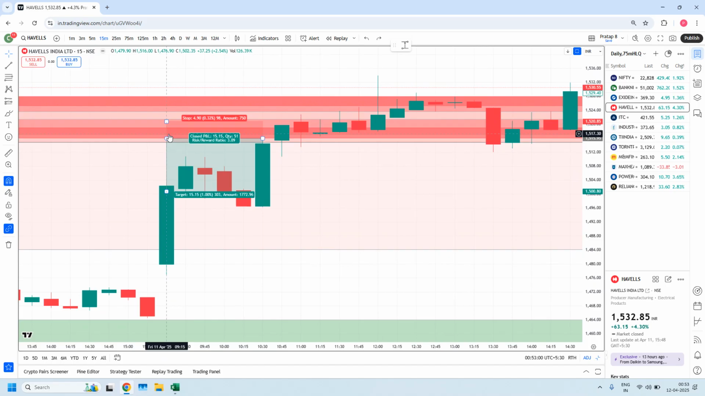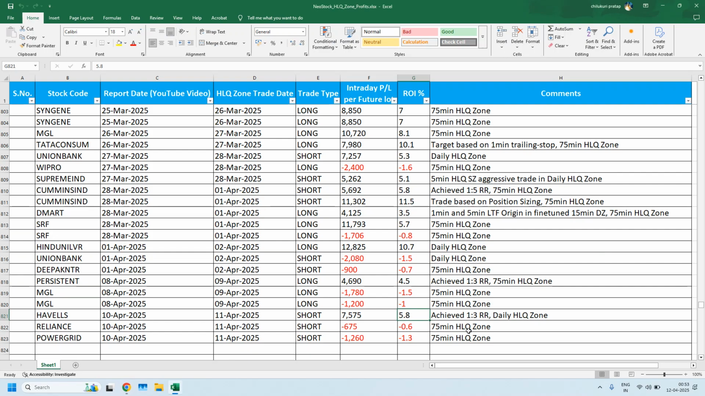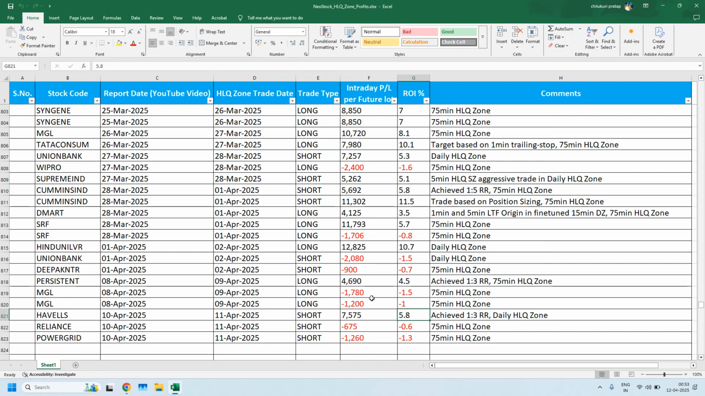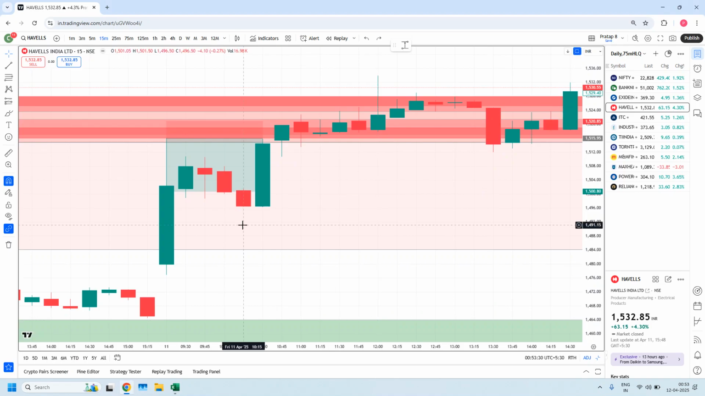But that didn't happen in this stock. It gave you profit 1:3. When it gave you 1:3, happily, actually 1:4 it gave today. But our benchmark is at 1:3 level, and at that 1:3 RR level, it gave you close to 6% ROI. It gave very close to 5.8%. So happily we have to book the profit. Moreover, it's a very good profit. On one futures margin, it gave you 7,575 rupees intraday profit.